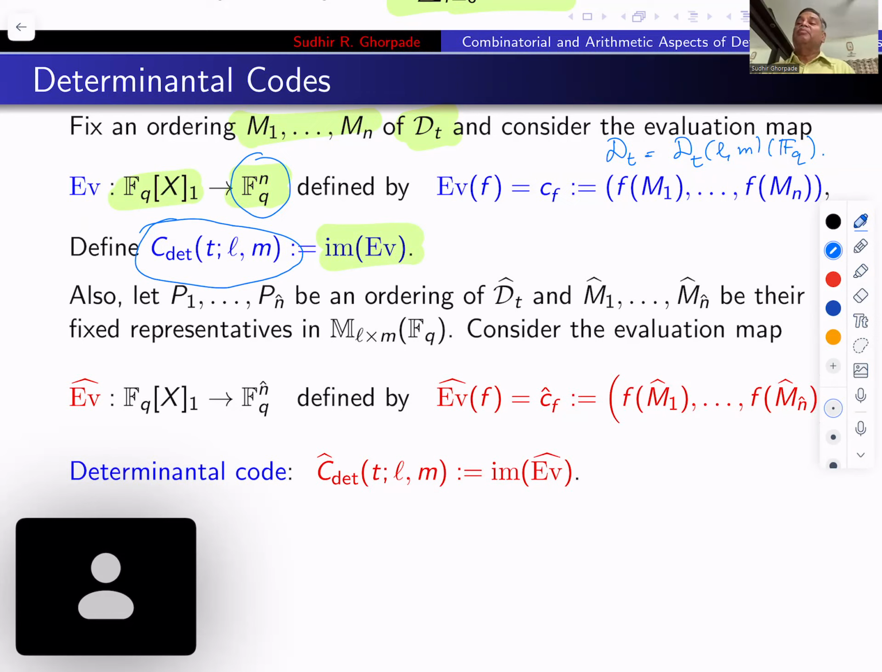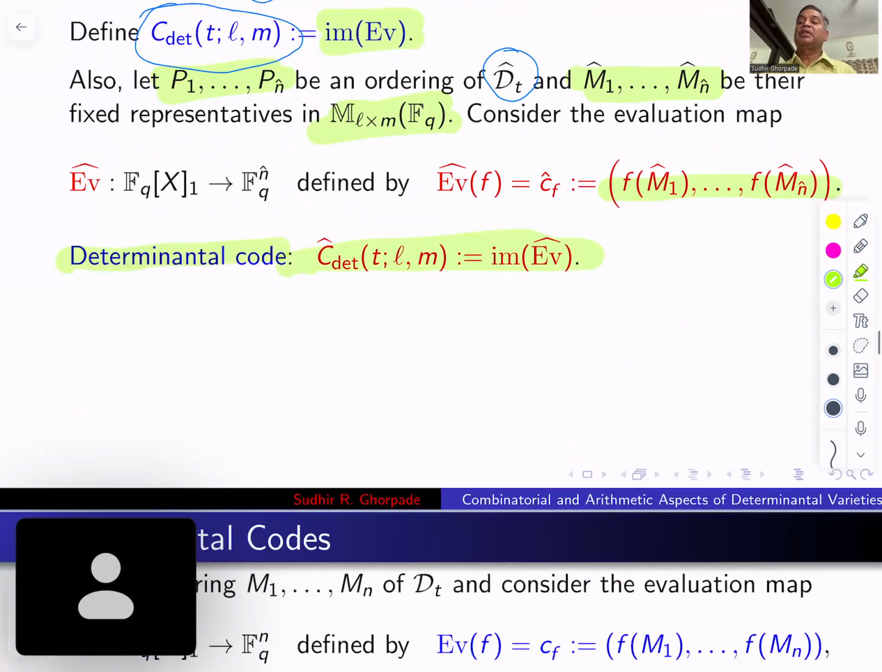As far as the rank is concerned, a matrix and its non-zero scalar multiple have the same rank. So instead of the affine variety, I can look at the projective variety, and I order the elements of that. Let's say it has n hat elements, and I can take their fixed representatives in the space of L cross M matrices, and then look at the corresponding evaluation map, which sends a homogeneous polynomial to their evaluation. That image is also a linear subspace of F_q to the n hat, and this is what I'm going to call a determinantal code. So I hope this definition is clear.